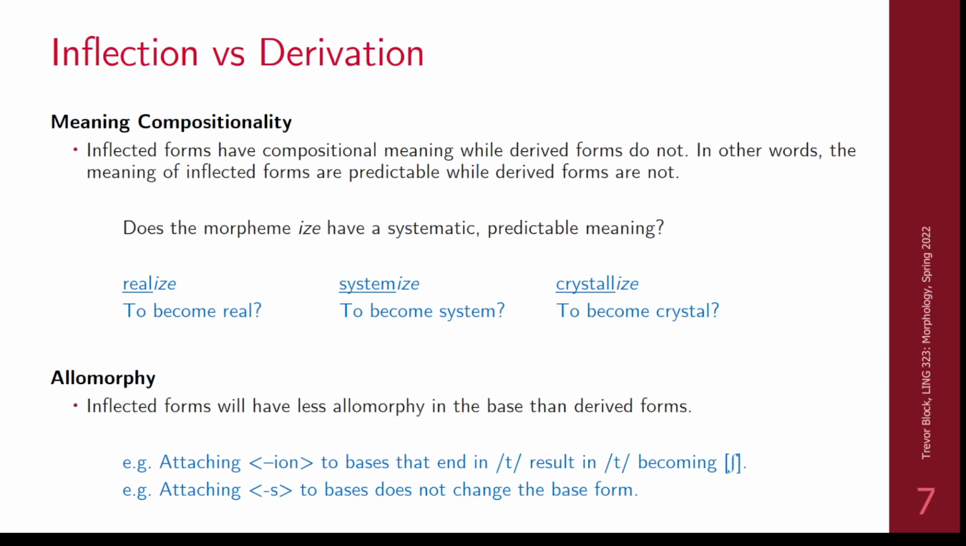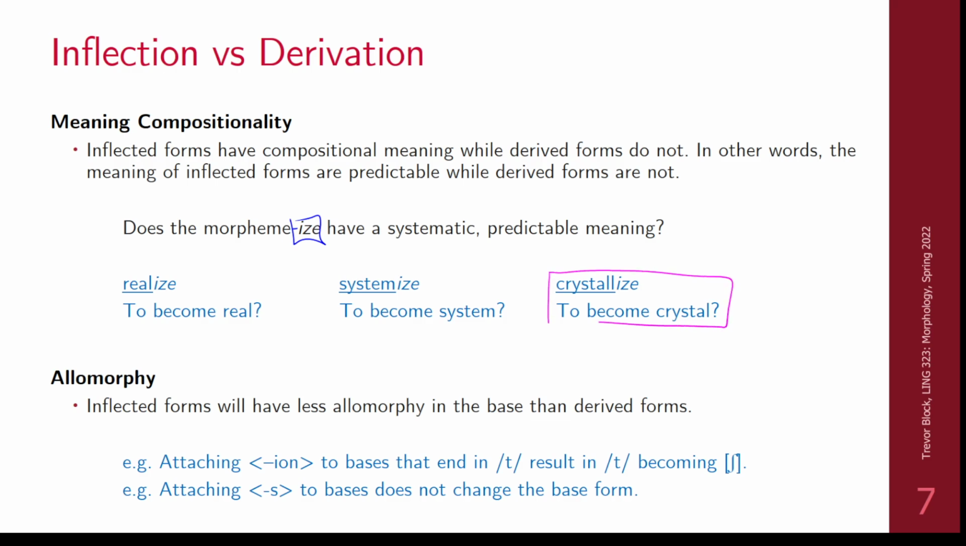Meaning compositionality is quite interesting. So meaning compositionality just means that an inflected form usually has compositional meaning, which means that the meaning is determined by its parts. So you can predict it. So for instance, if we ask ourselves, does the morpheme eyes have a systematic predictable meaning? We can ask ourselves by coming up with words. So realize, to become real. Systemize, to become systematic. System. Crystallize, to become crystal.